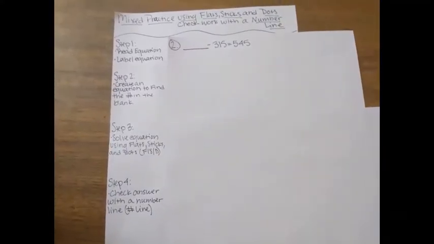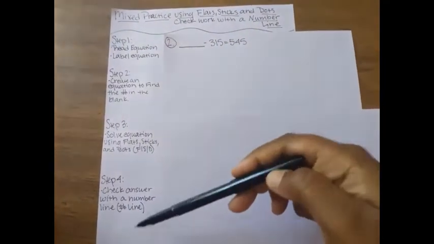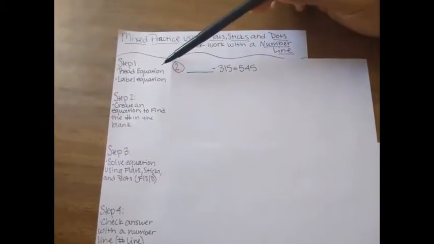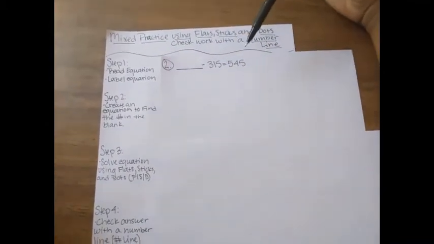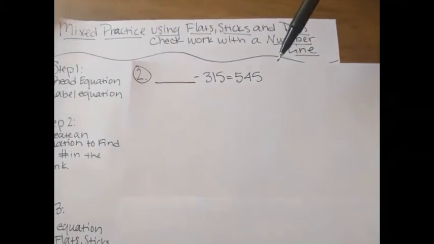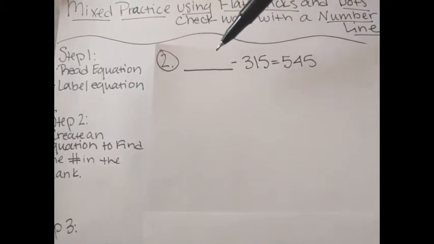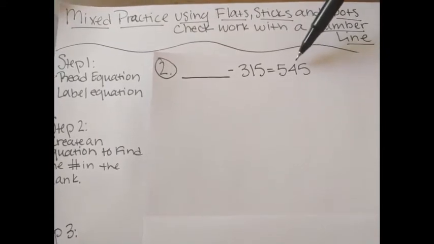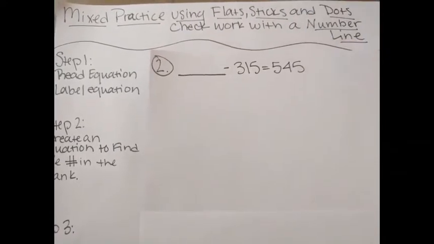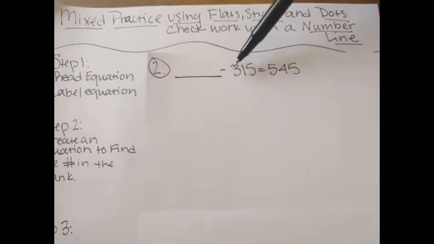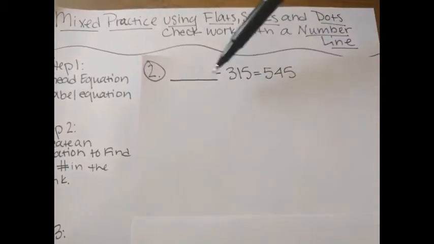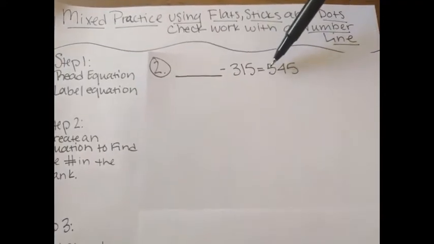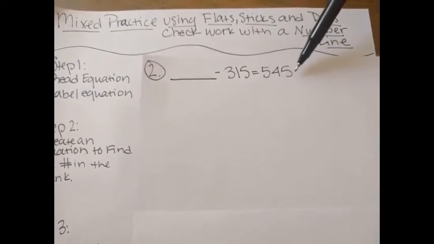For example 2, we will be going through each of the steps together. Our first step tells us to read the equation and to label the equation. Let's do that together. Our equation says blank minus 315 equals 545. So this equation is already telling us that this number minus 315 is going to give us 545.